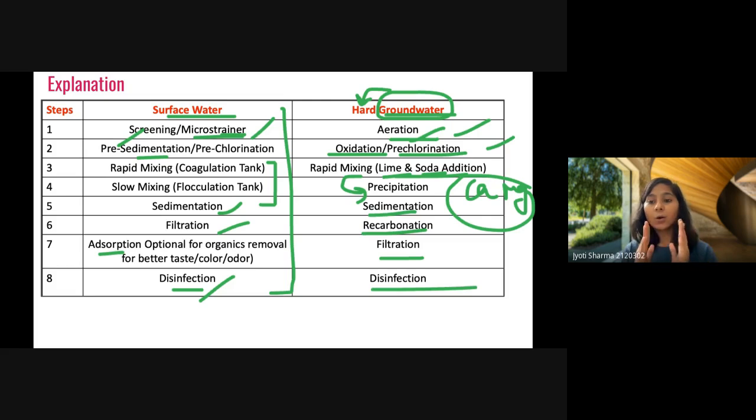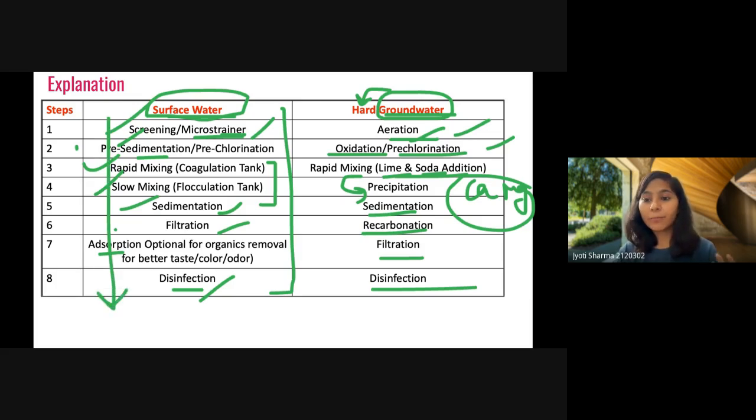So just see how different the steps are that we have to adopt for cleaning surface water or cleaning groundwater. If you have any problem with these steps, you can let me know. Otherwise, I have a lot of questions on the surface water steps, so I may have one or two questions on screening, one or two on rapid mixing, then slow mixing, then sedimentation, filtration, and disinfection. So maybe I have 10 to 12 questions related to these steps of surface water.